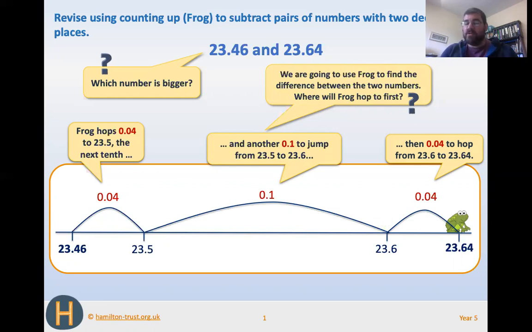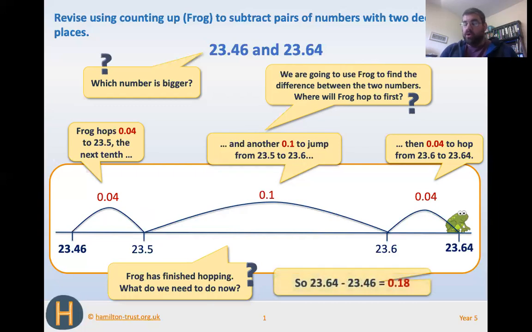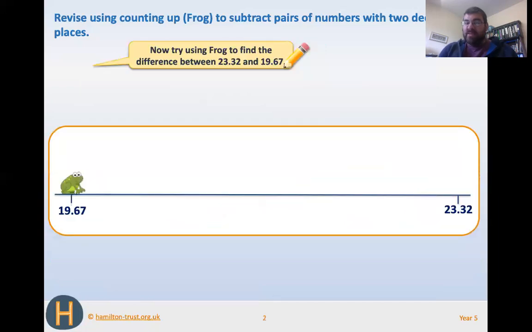So how much has he jumped in total? We're going to add them all up, and we find that he has jumped 0.18. So that's the difference. You should be able to do that, girls and boys. You know that we've done this quite a lot in school, so I'm going to show you another quick one, because this one's a little bit harder.